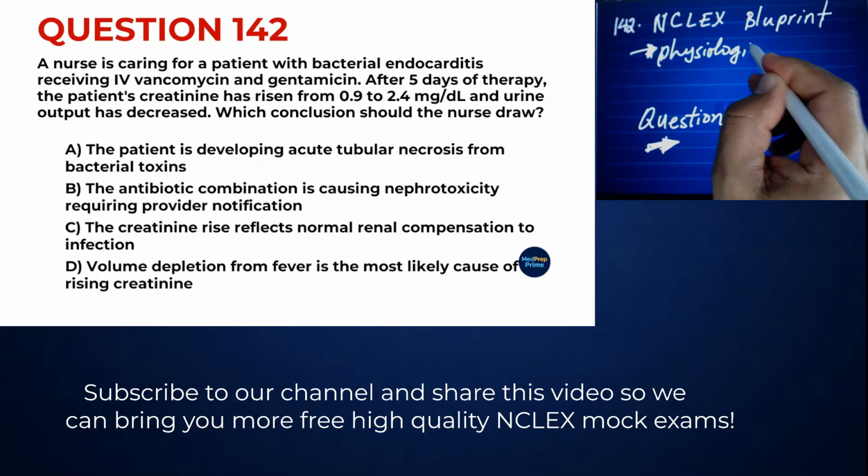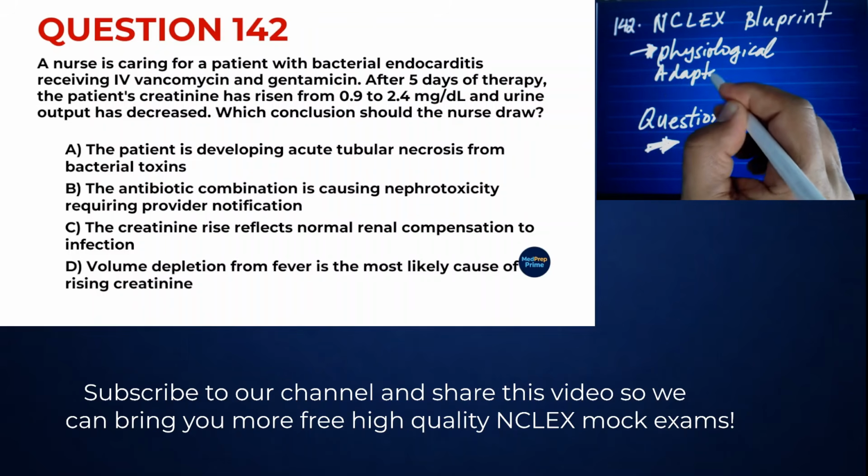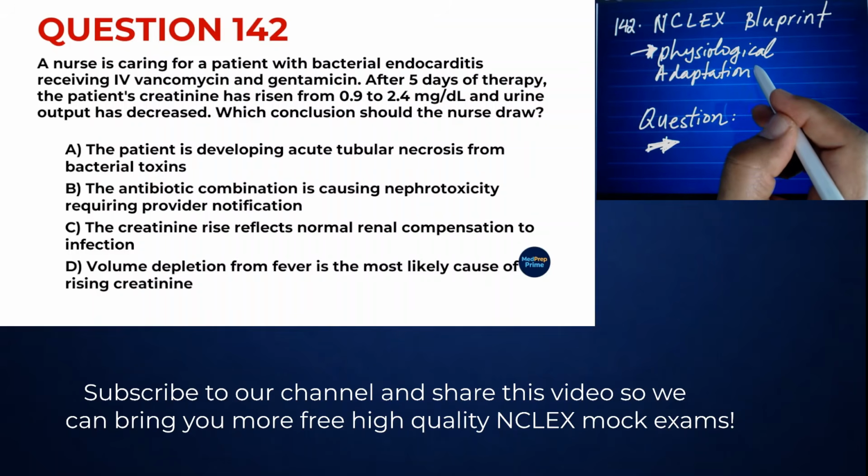Option A, the patient is developing acute tubular necrosis from bacterial toxins. Option B, the antibiotic combination is causing nephrotoxicity, requiring provider notification. Option C, the creatinine rise reflects normal renal compensation to infection. Option D, volume depletion from fever is the most likely cause of rising creatinine.